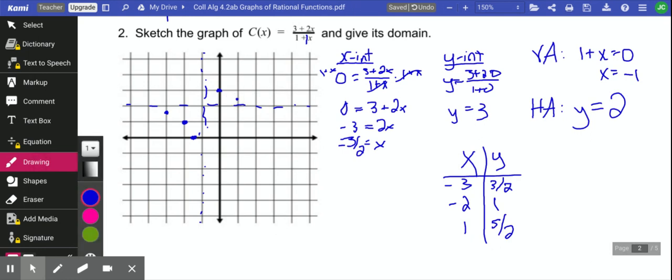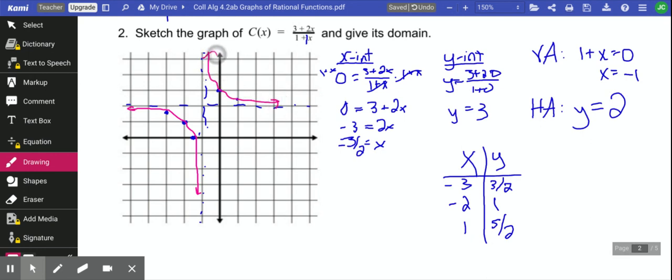Okay. I think I can see this. You're going to draw this nice smooth curve approaching all of those asymptotes. Sorry about that squiggly line.